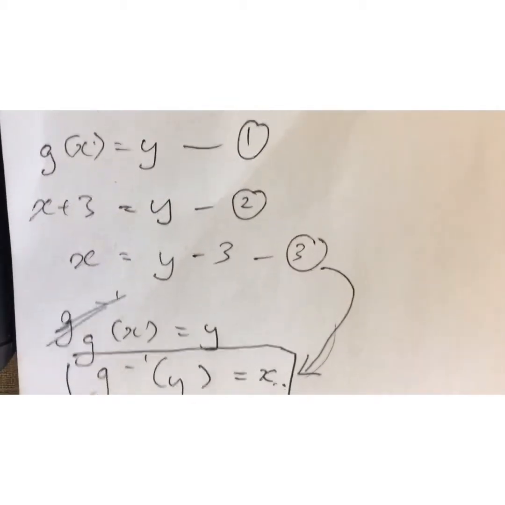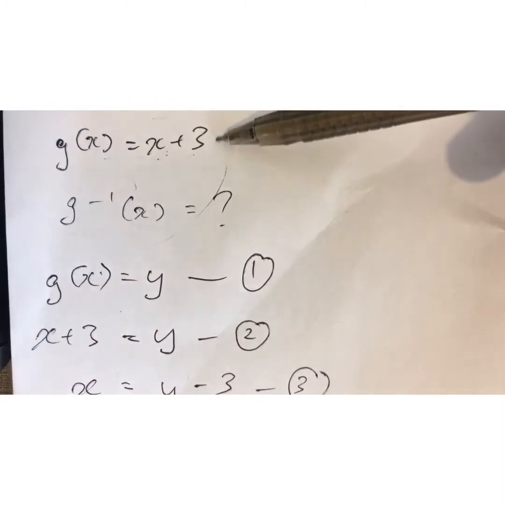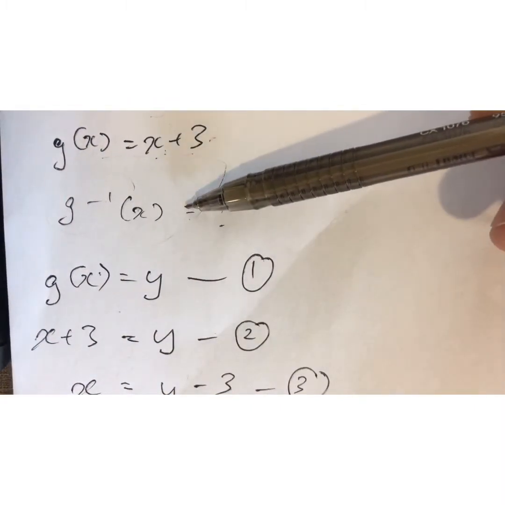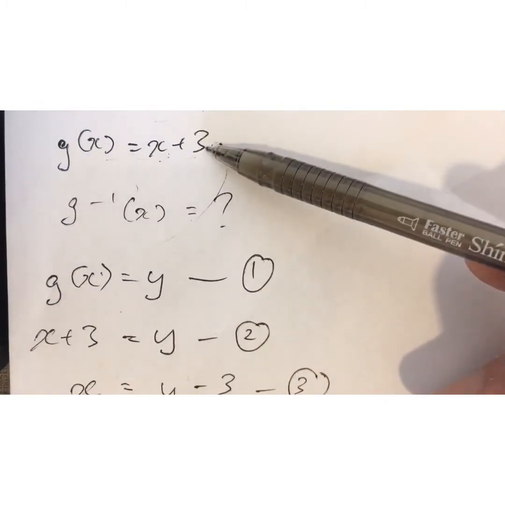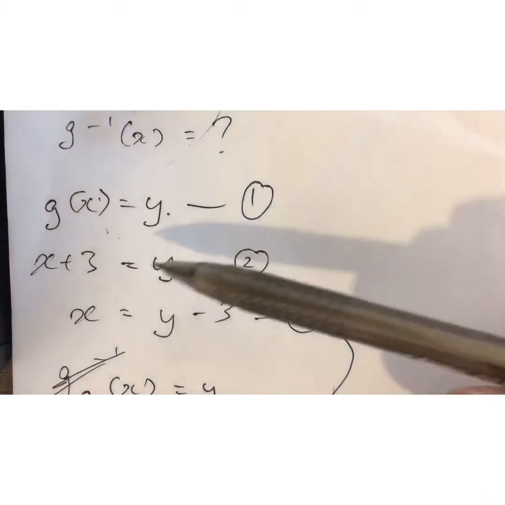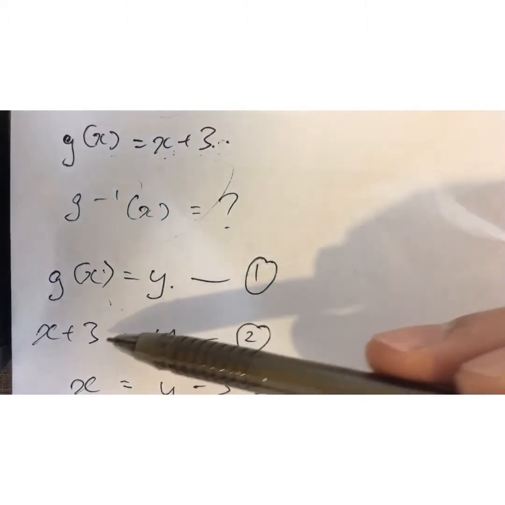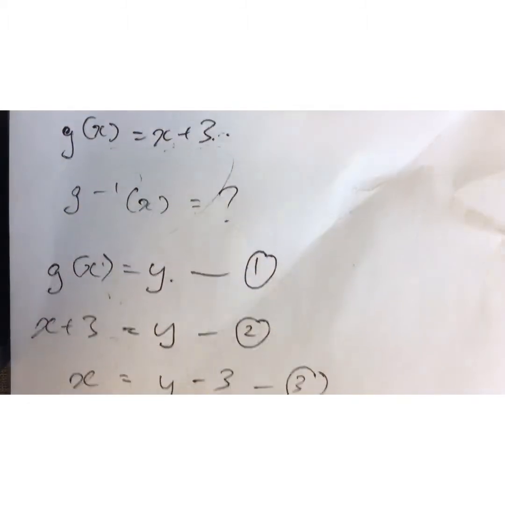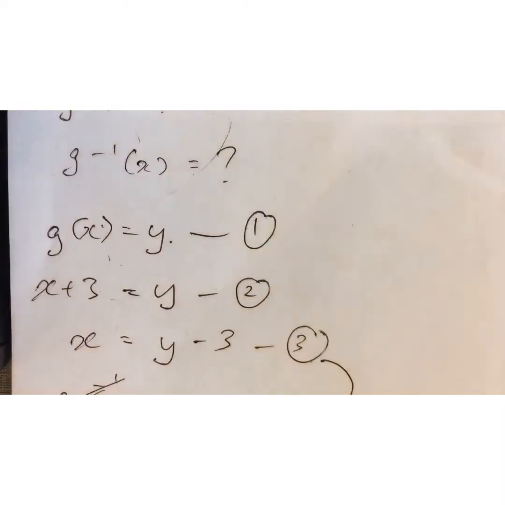So let me run through that with you again. The question gives you g(x) equals x plus 3. They want you to find the inverse of that function. So the first step is to always put g(x) equals y, whatever function they give, always just equate it to y. Then you substitute in the x plus 3 that was given in the question: x plus 3 equals y. That's the second step. Third step, put the x on the left hand side, so x equals y minus 3.